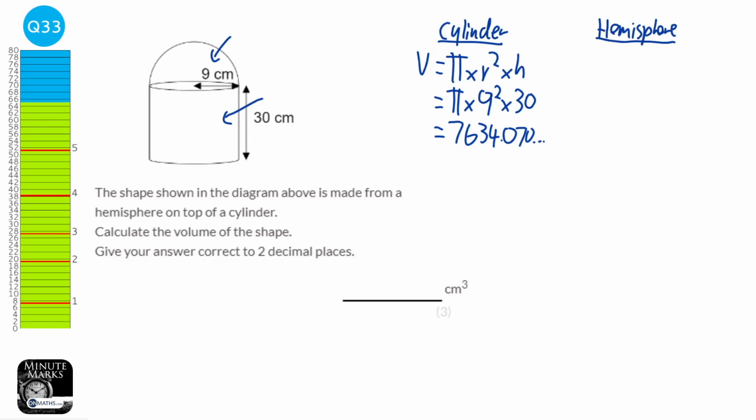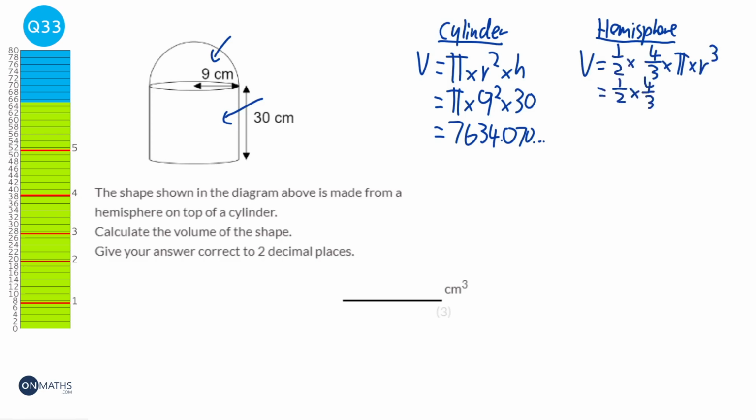Next is the hemisphere. To find the volume of the hemisphere, well, the volume of a sphere is 4/3 times pi times r cubed. But because it's a hemisphere, we just times that by 1/2. So it's 1/2 times 4/3 times pi times r, which is the radius, which is 9 cubed. And that gives us 1,526.814, blah, blah, blah.